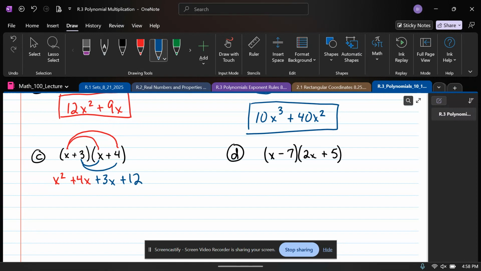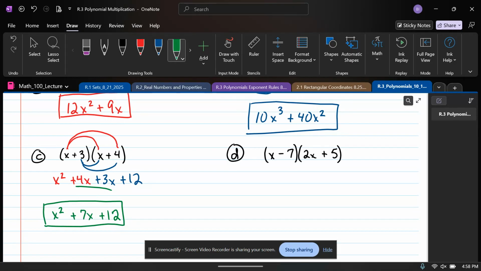Now, last thing you got to do on this one is put together the like terms. You got a couple of them in the middle there that go together. So that's going to be 7x plus 12. And that is in order from biggest x to smallest x, as far as exponents go. Doesn't matter what number's in front, it's the exponents.